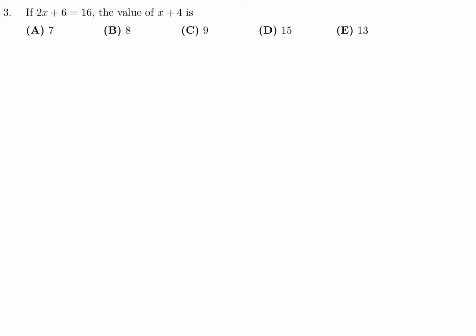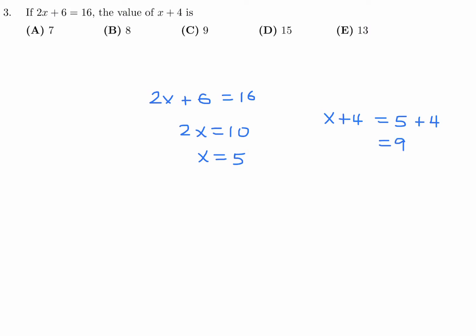If 2x plus 6 is equal to 16, the value of x plus 4 is? 2x plus 6 is equal to 16. So 2x is equal to 10, and therefore x is equal to 5. Now they want x plus 4, so that means x plus 4 will be equal to 5 plus 4, which is 9. So number 3, the answer is C.